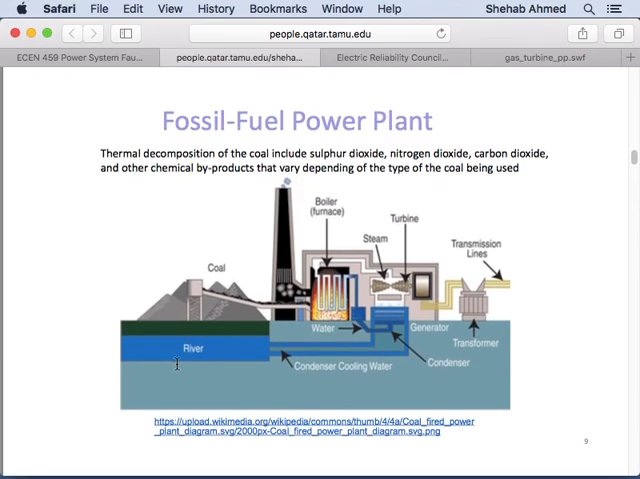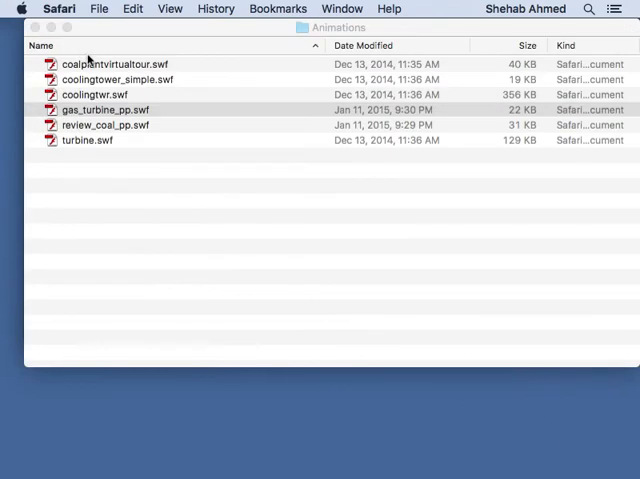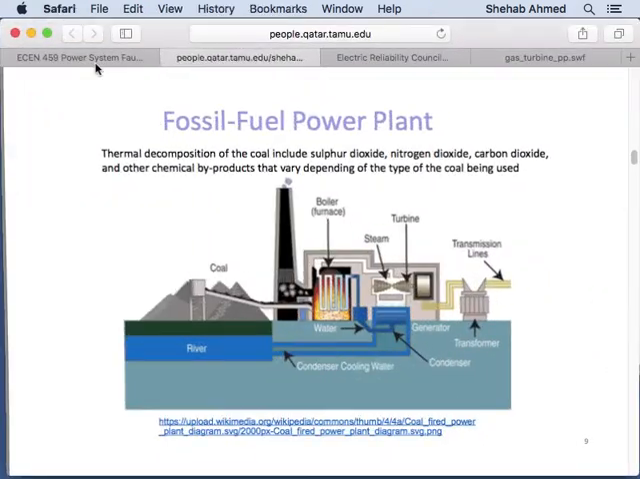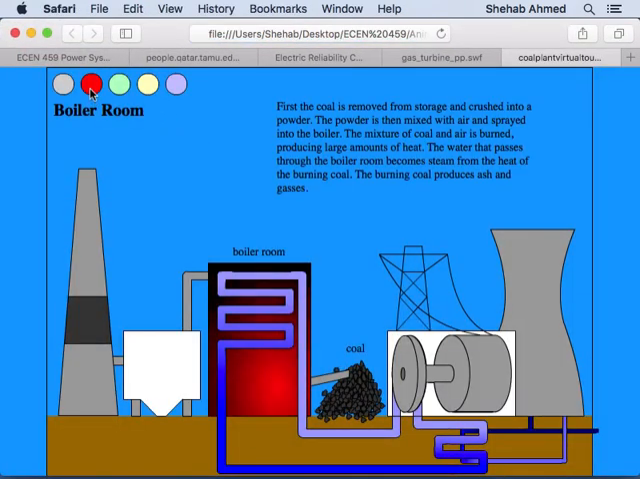We went through power plants. I have another animation of a coal power plant. It's very similar. We don't have any coal power plants, obviously, in Qatar. So that's why I didn't talk about it.